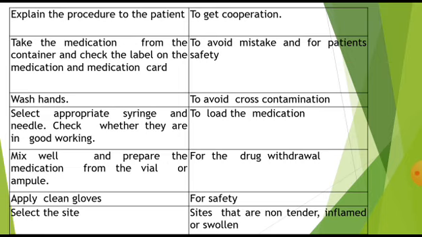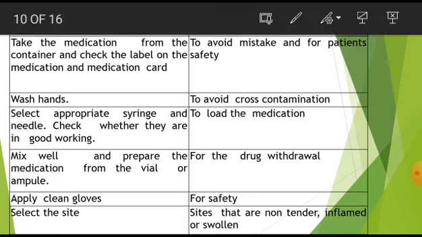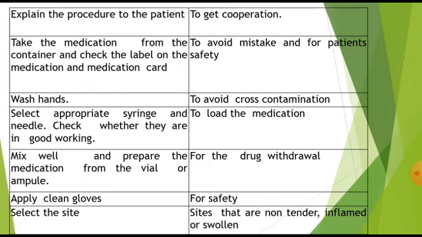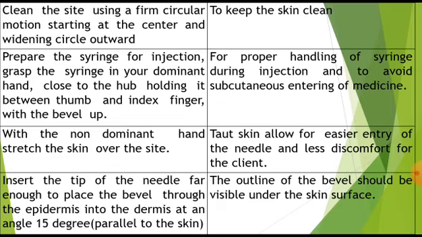Select the site, and while selecting the site, select sites that are non-tender, non-inflamed or non-swollen, and also exclude the areas where there is rich blood supply, or if there is a visible vein, exclude that site, and if there are any skin infections present, that site also you should exclude. Clean the site using a firm circular motion, starting at the center and widening the circle outside, that is to keep the skin clean. Then prepare the syringe for injection.